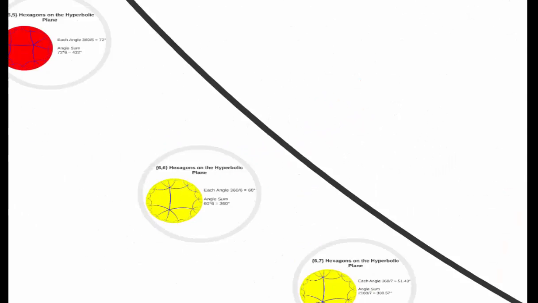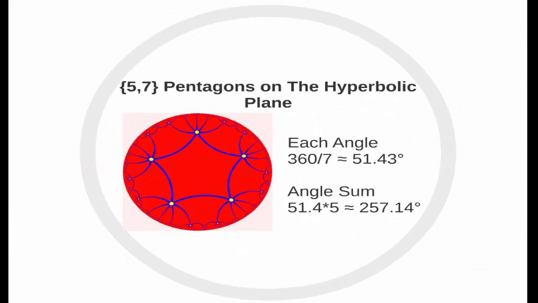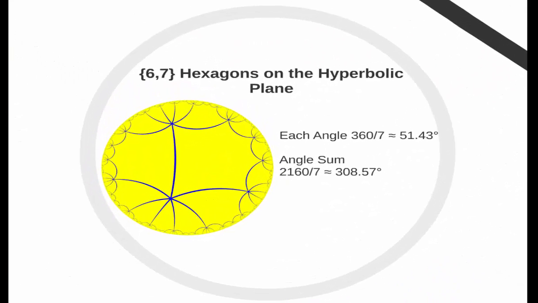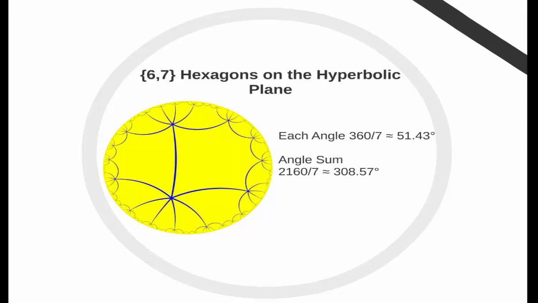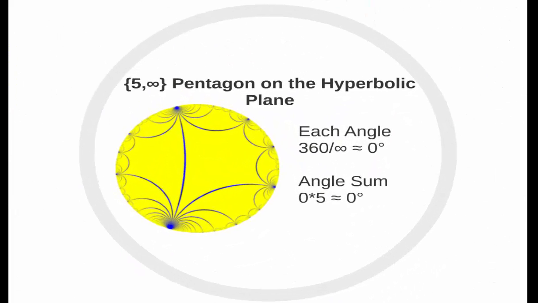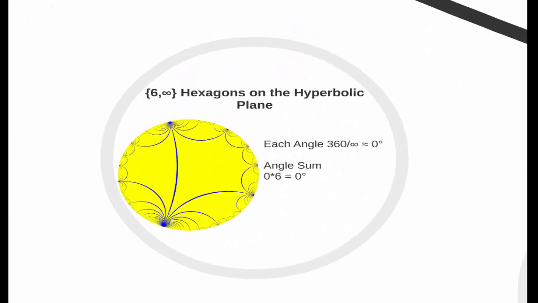And at this point, you can notice that we have the same kind of interior angle that we saw with our hexagons. So we have different angle sums, but we have similar sized or congruent interior angles. We have the 5-7 pentagon, which has approximately 51.43 degrees. Again, you can see that with the hexagon, we have an interior angle of 51.43, although the angle sums are different. We have a pentagon which is a 5 to infinity. So each angle is 360 divided by infinity, or approximately 0. So we have an angle sum of 0, which is the same that we had with hexagons.